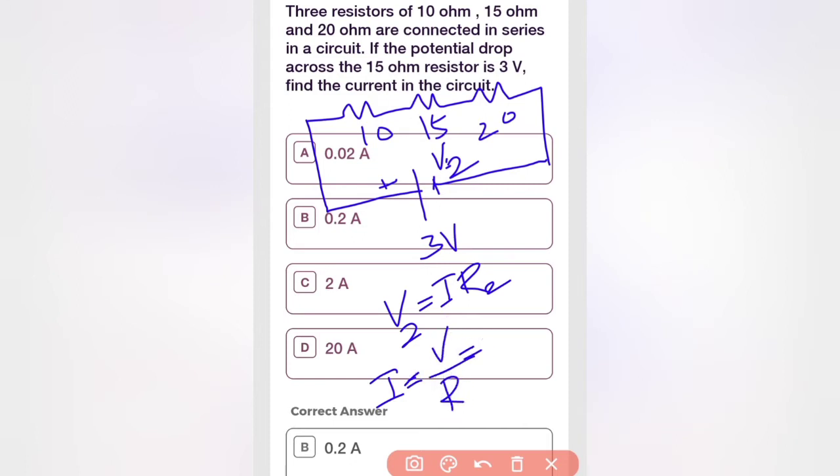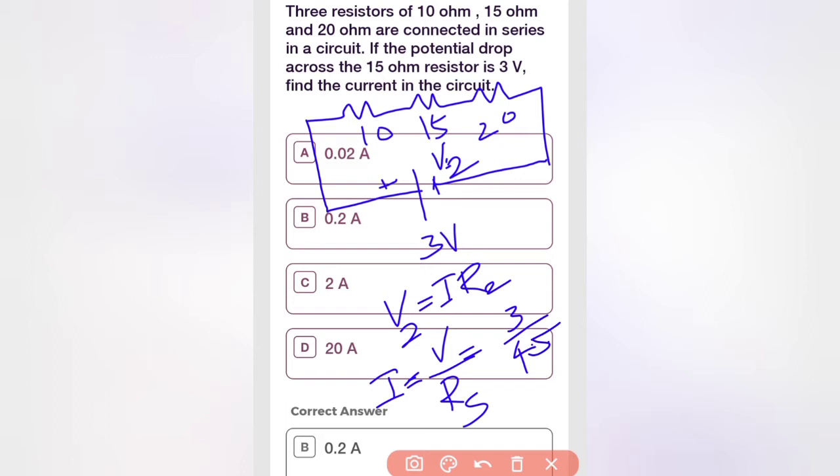So R is going to be Rs, the total resistance. So 20 plus 10, 30 plus 15, 45. And V2 we know it is 3. 3 divided by 45. If you find this, you will be finding out the current. And yes, they are asking you to find out the current in the circuit.